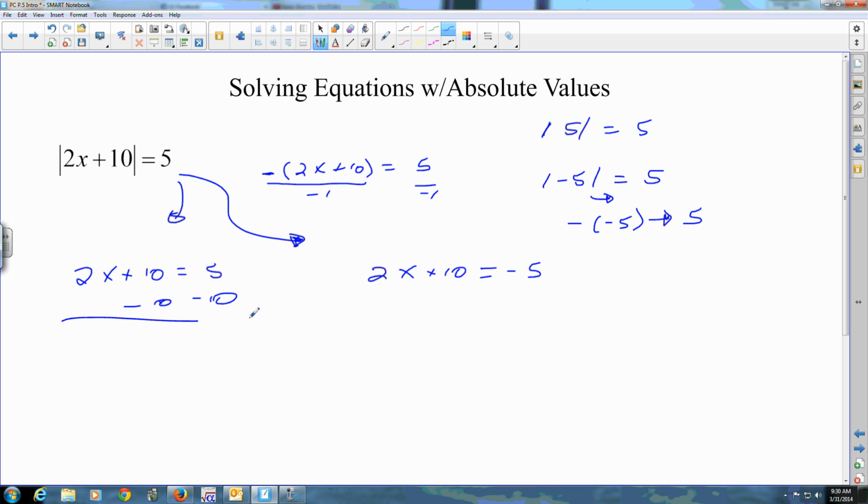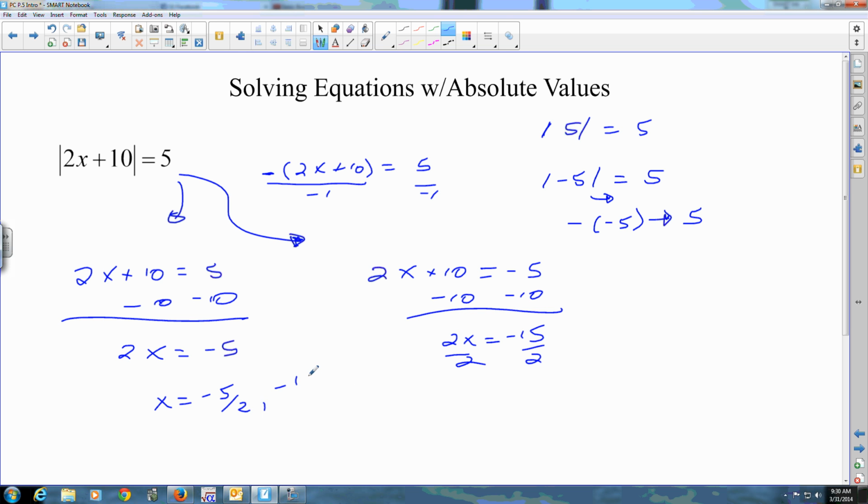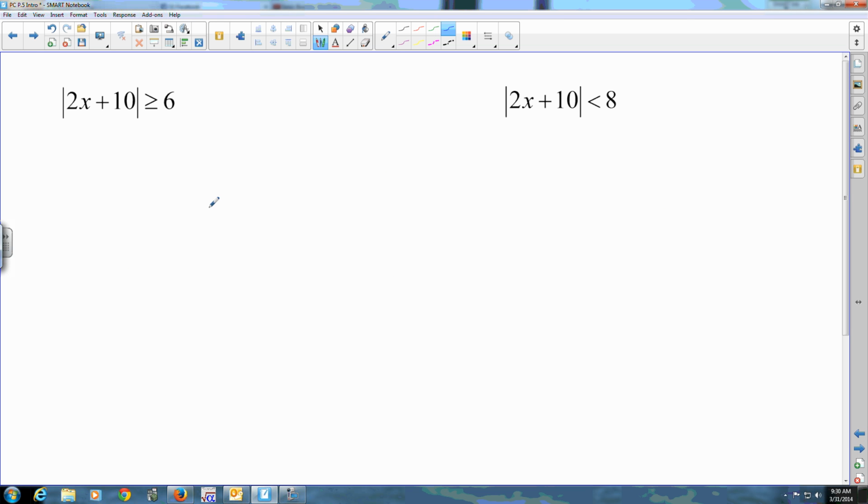Subtract the 10, so you have 2x is equal to negative 5, negative 5 halves. Subtract the 10. 2x is equal to negative 15. Divide by 2. Negative 15 halves. So there are your two answers for it. One like this, so you take the bars off.